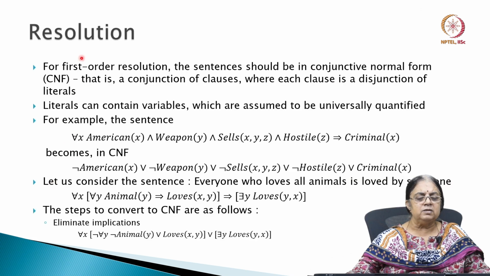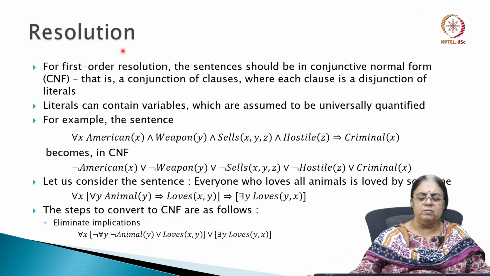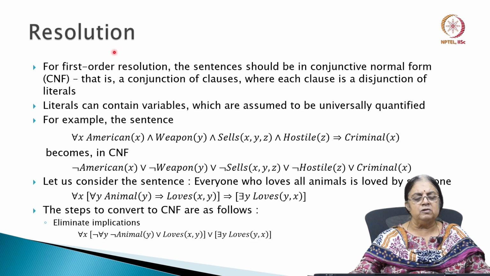Okay, next one is the resolution. So how do we take care of the resolution? In first order resolution, we need to bring it into what is called the conjunctive normal form, or the CNF form. So you have a conjunction of clauses and each of the clauses is a disjunction of literals. So let's see what the steps are to convert to conjunctive normal form. Literals can contain variables which are assumed to be universally quantified.